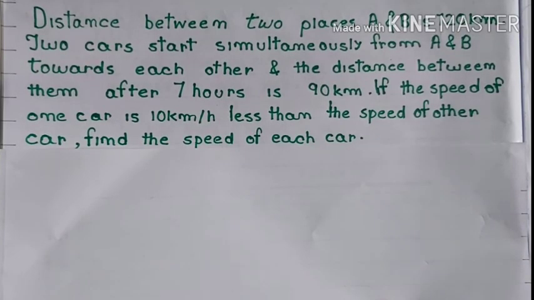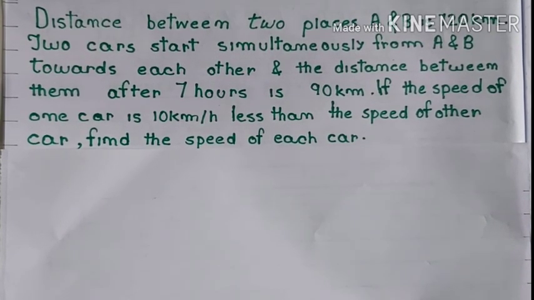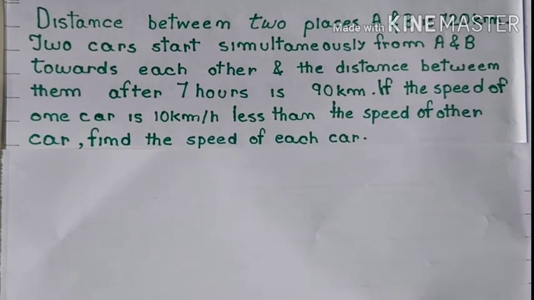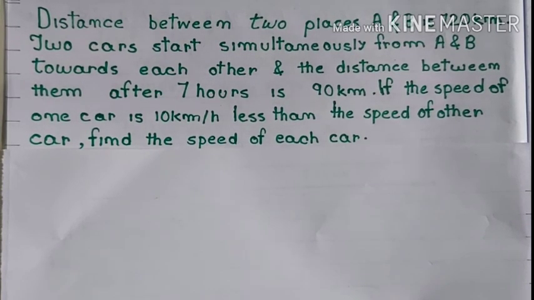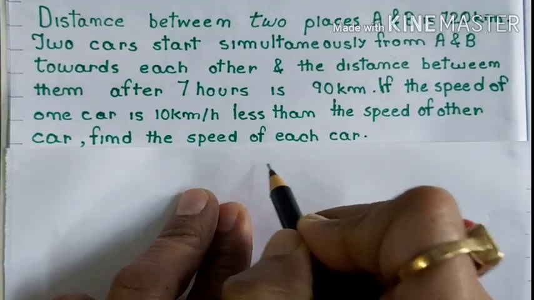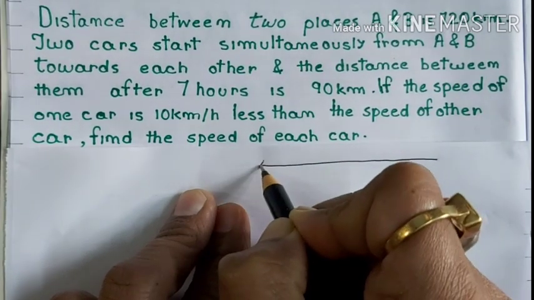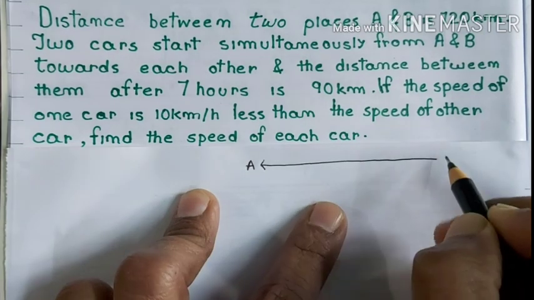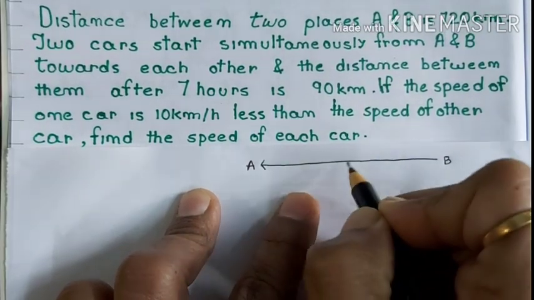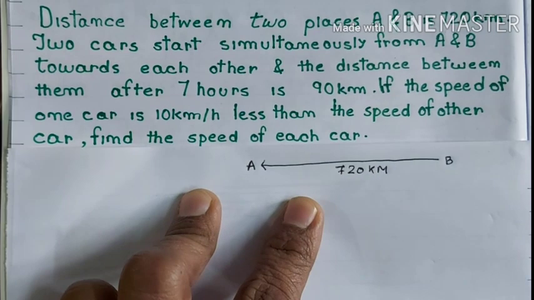Now we are going to solve a problem through a linear equation. It is a problem regarding speed and distance. So let us see the problem. Distance between two places A and B is 720 km. Let us draw the distance. Suppose this is place A, this is place B. How much is the distance? 720 km. This is the first line.